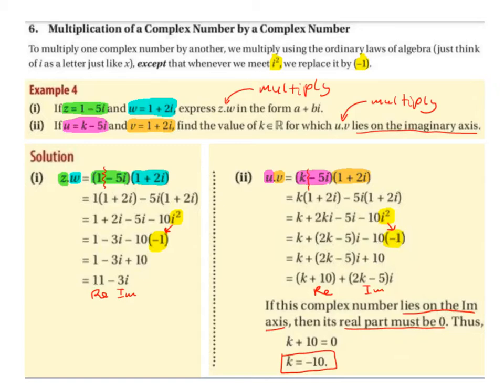Next, we put the real parts together, so basically anything without an i. So k plus 10 is the real part, and 2k minus 5 is the imaginary part. If this complex number lies on the imaginary axis, then its real part must be 0. So if this is our real axis, this is our imaginary axis, and our point lies on the imaginary axis, it doesn't matter where it is, let's say it's here, then it must have a real value of 0. So we take the real part, which is k plus 10, and we let it equal 0, and then we solve for k. So k is equal to minus 10.